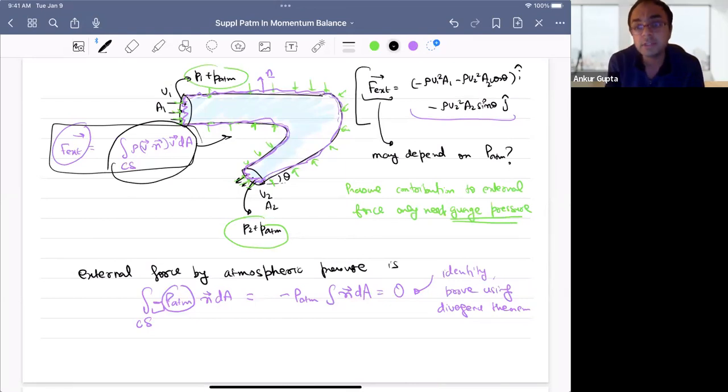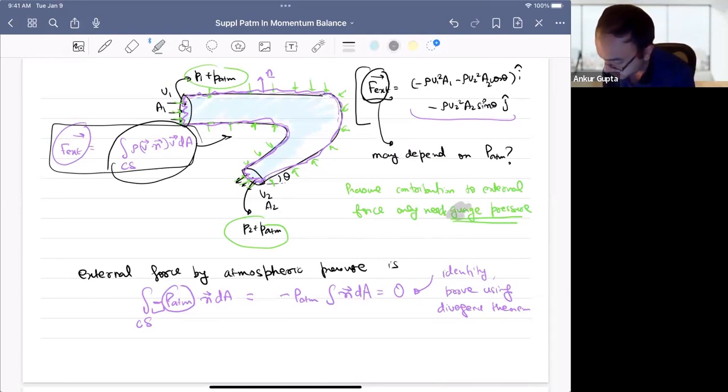But the question is, what happens to the left-hand side, F external? As we discussed, the F external takes into account pressure forces, shear forces, gravitational forces, and so on. So on the left-hand side, how should we include the atmospheric pressure? That is really the question. And the short answer is that we never include the atmospheric pressure, and we only need to account for the gauge pressure as written here.